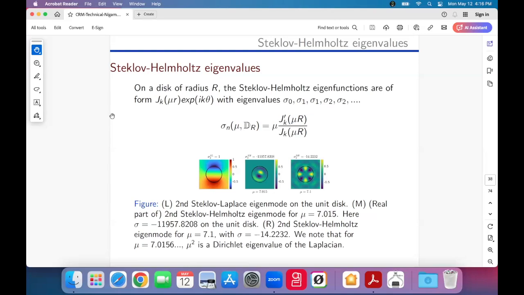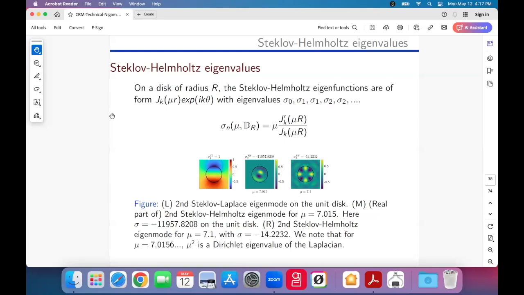And what happens if mu is just a little bit before that? What happens if mu is just a little bit after that? So to show you what's going on, on the left you see the second Laplace eigenmode on the disk. That's the thing we were talking about before. In the middle is the real part of the Steklov eigenfunction on the disk, same disk.